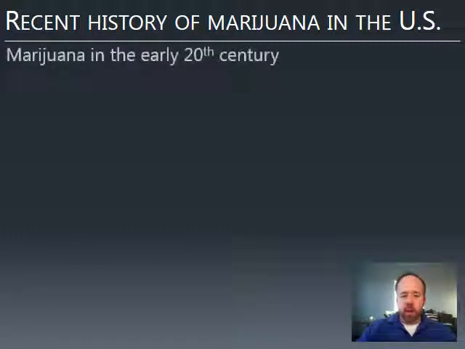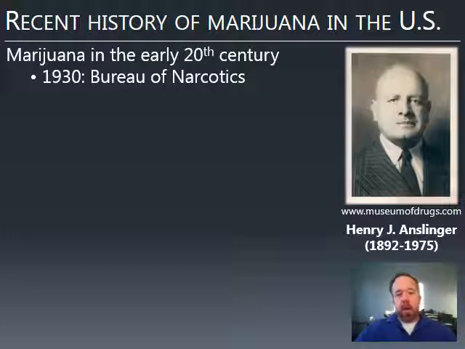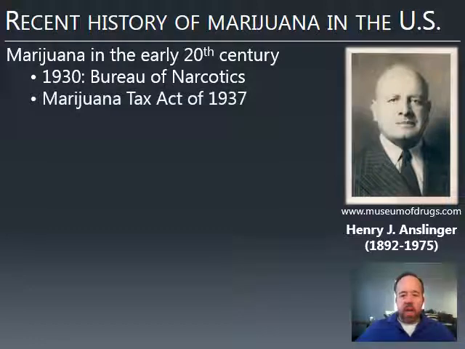So more recent history, talking about the early 20th century, we've already gone over some of this. In 1930, we know from our unit on regulation of drugs, there was the Bureau of Narcotics. This was founded in 1930, and of course this individual on the right, Henry Anslinger, was the director of this bureau from 1931 and for several decades after that. And of course he had sort of a personal crusade against marijuana and the use of marijuana. And he was instrumental in advocating for and getting passed the Marijuana Tax Act of 1937.